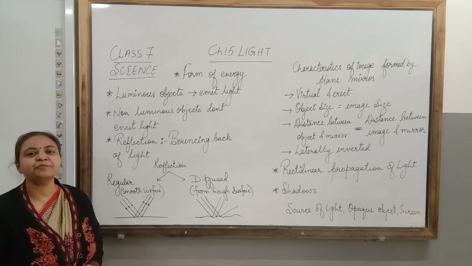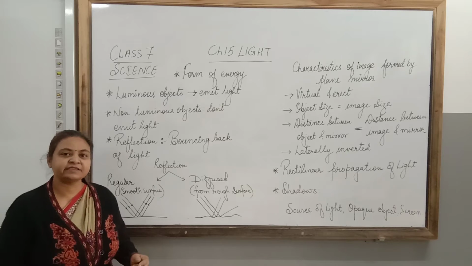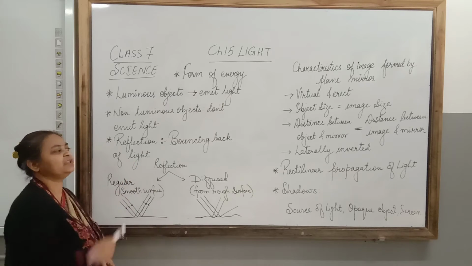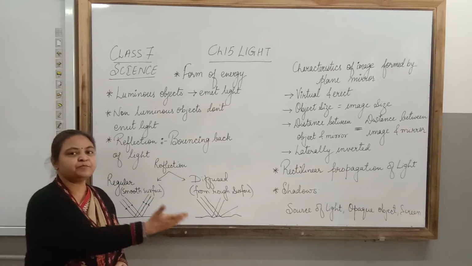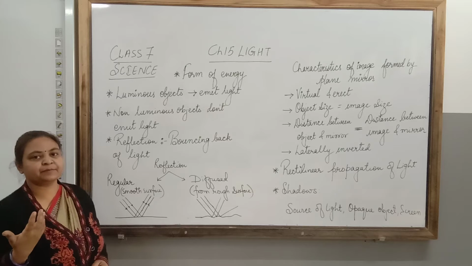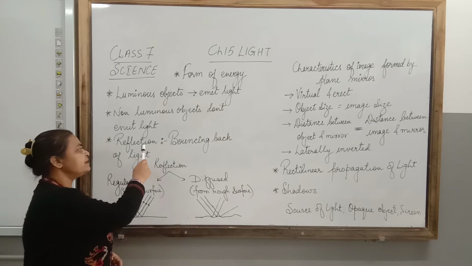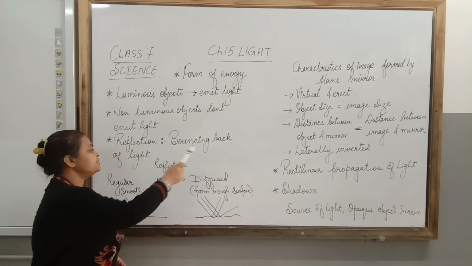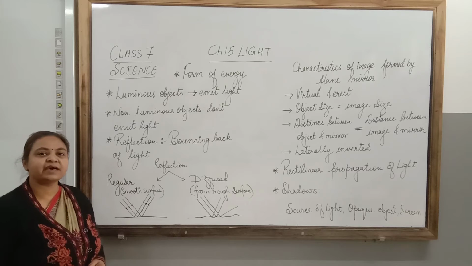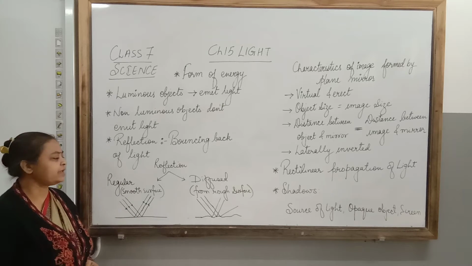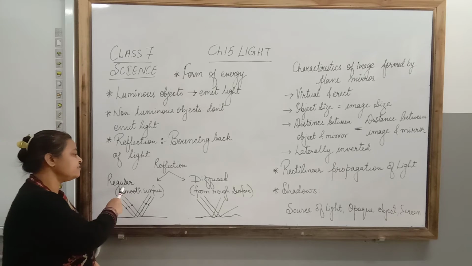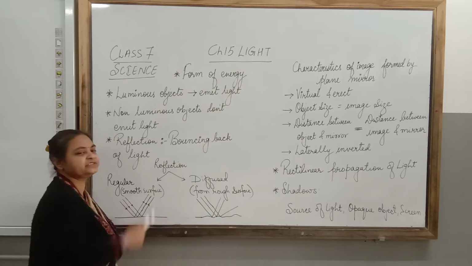One important phenomena which we have studied in class 6 was reflection of light. When light falls on any object, it is bounced back. It comes back. That is called reflection. That means bouncing back of light is known as reflection. We have also studied two types of reflection, regular reflection and diffused reflection.